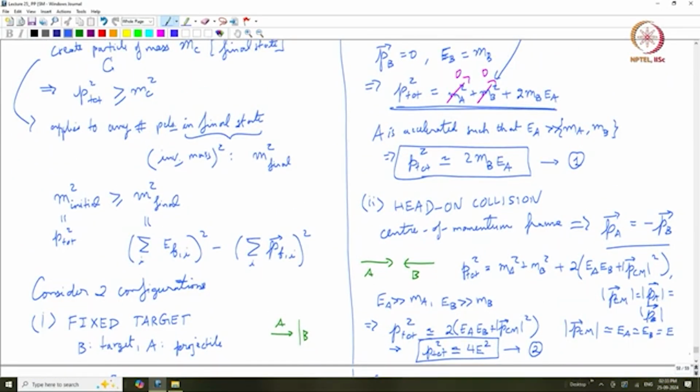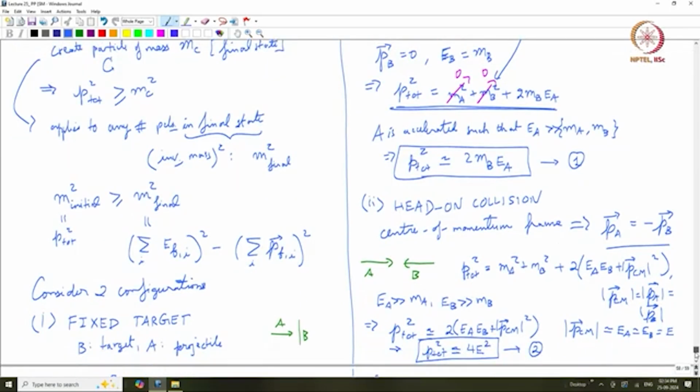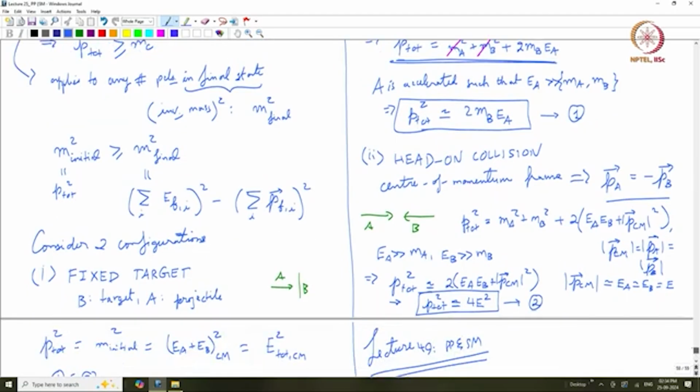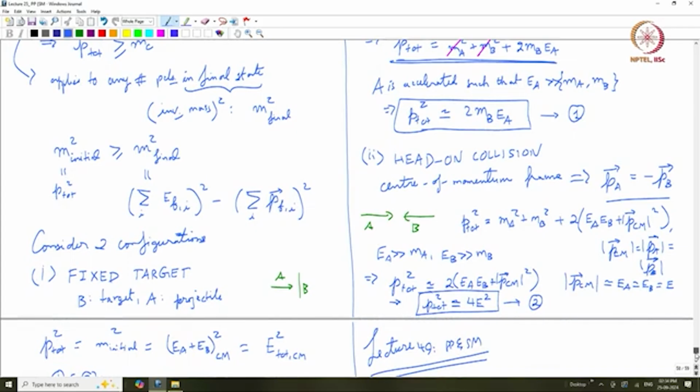Two popular configurations for doing this are the fixed target experiment and the head-on collision experiment. Fixed target is just what it sounds like: the target is stationary and you throw a projectile on it. We worked out what the invariant mass square of that configuration is in terms of the mass of the target and the energy of the projectile, in particular in the case where the mass is negligible compared to the momentum of the beam. That was 2m times EA, where EA is the beam energy.